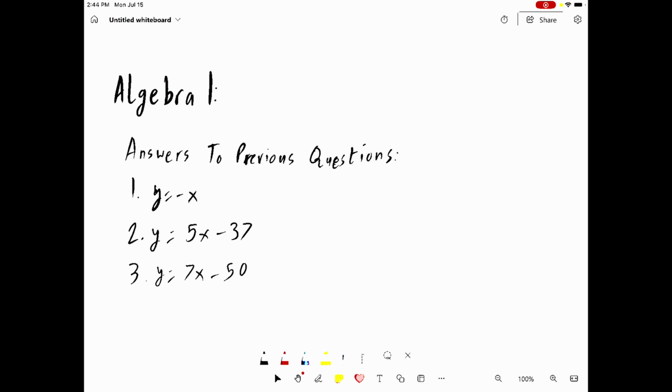Number 1, y is equal to negative x. Number 2, y is equal to 5x minus 37. Number 3, y is equal to 7x minus 50.